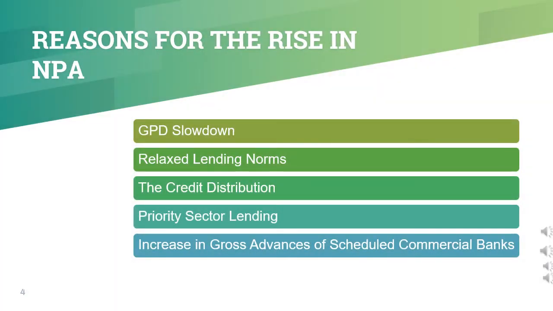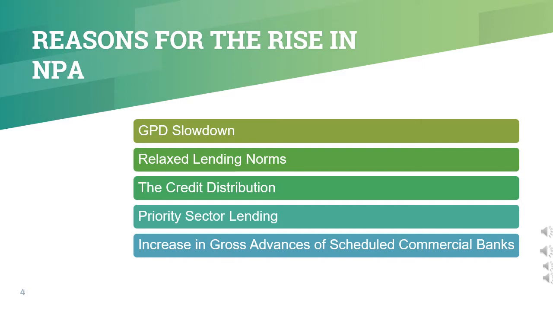The main reasons for the rise in NPA are, first, GDP slowdown. Between the early 2000s and 2008, the Indian economy was in a boom phase. During this period, banks lent extensively to corporates. However, the profits of most of the corporates dwindled due to the slowdown in the global economy. This affected their ability to pay back loans and is the most important reason behind the increase in NPA.